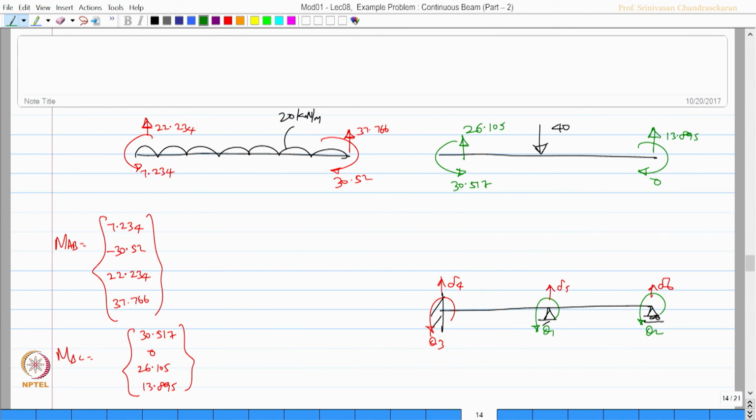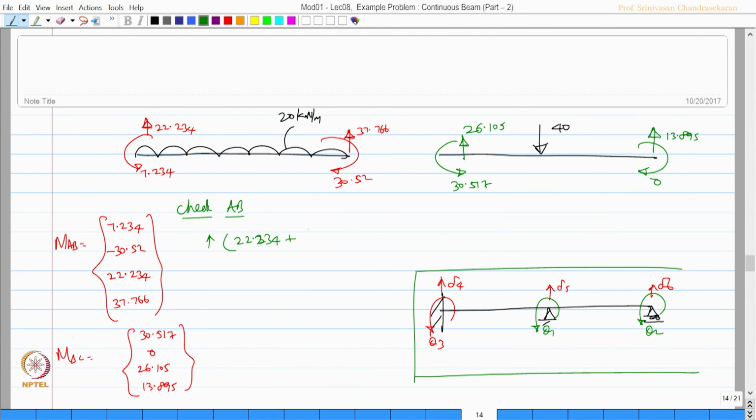Interestingly, you will see that. Let us check this problem, right. I can even remove this figure. Okay. This figure is actually not required at this moment now. Let us check the span AB. So, checking the span AB, the total upward force is actually 22.234 plus 37.766, which is actually equal to 20 into 3. Okay. 60 kilonewton. So, it is checked.